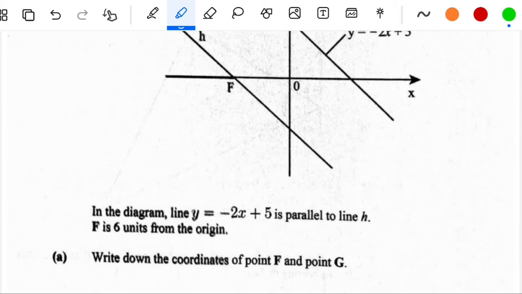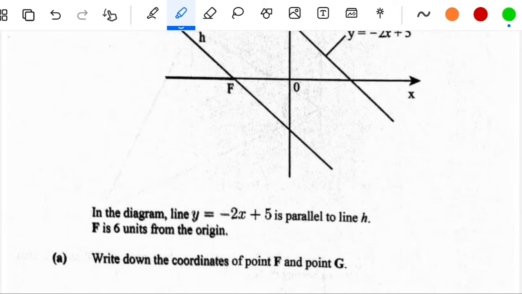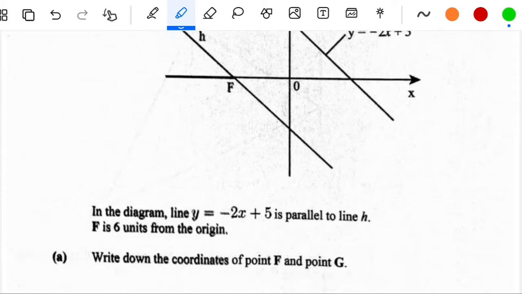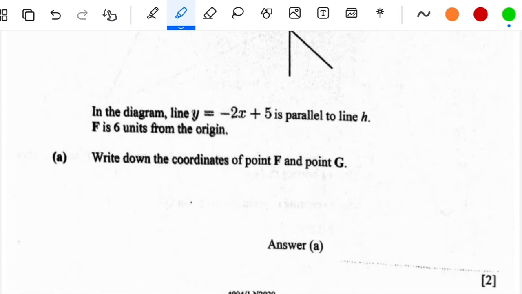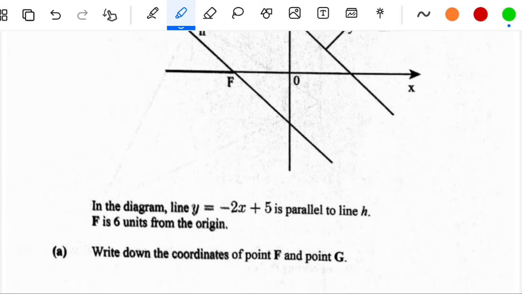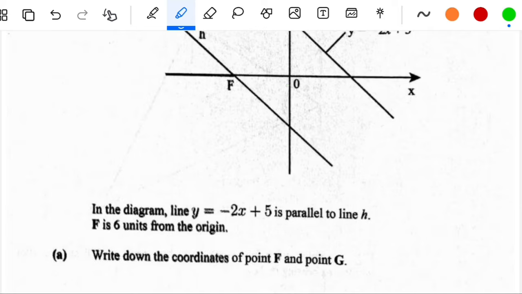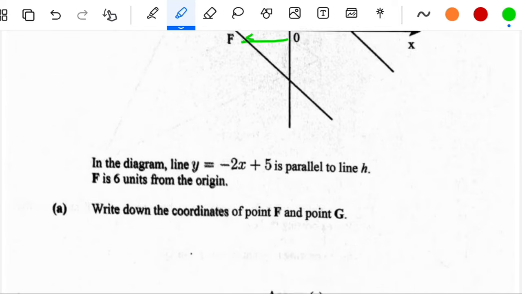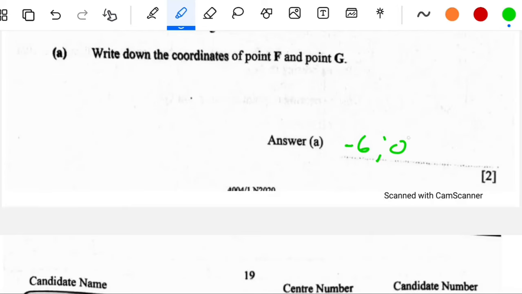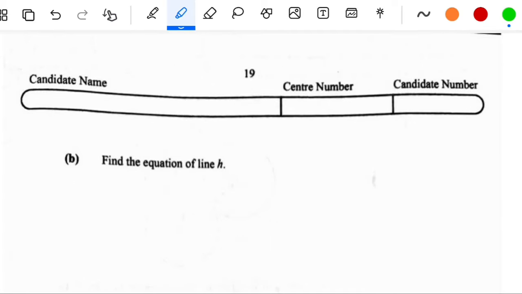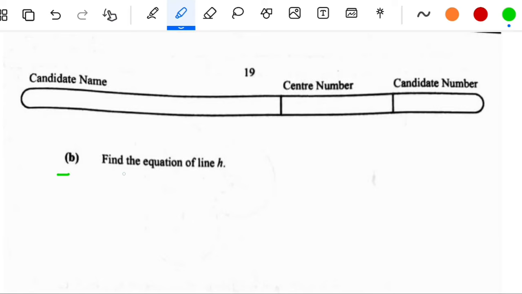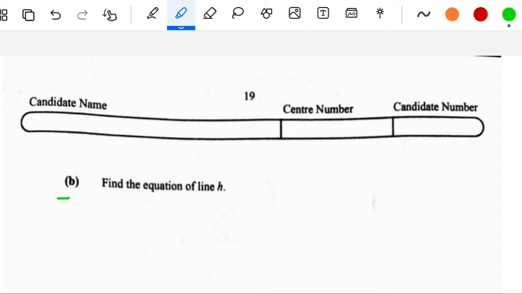In the diagram, line y equals negative 2x plus 5 is parallel to line H. F is 6 units from the origin. Write down the coordinates of point F. Okay, so F, they're saying that it is 6 from the origin, so which means is what? Negative 6, 0.